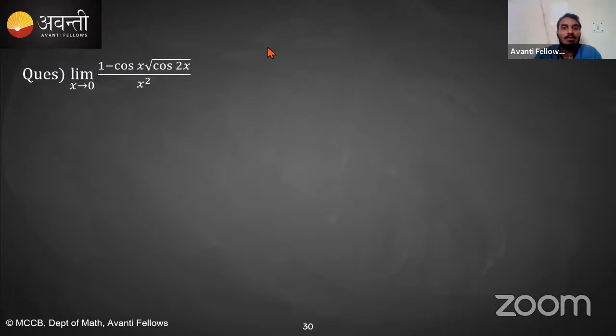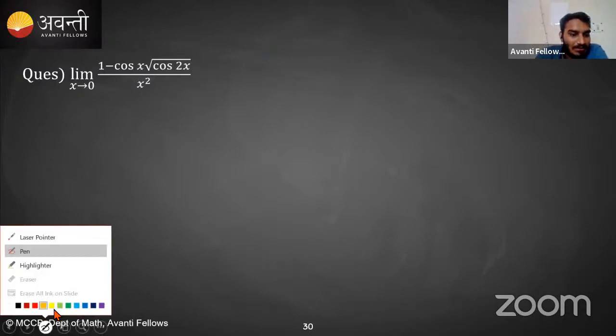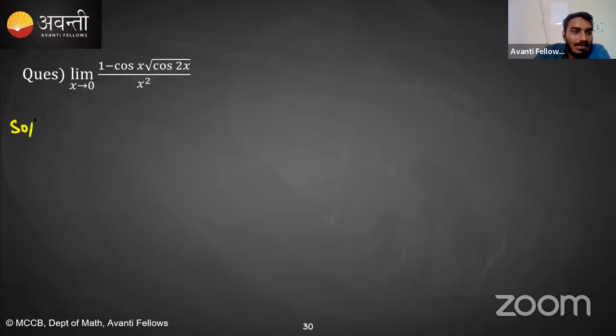Okay, pay attention here now. Everyone, please pay attention now. As you can see here, we have a square root, right? So first of all, check which indeterminate form it is. Put x is equal to 0. You will get 1 minus cos 0 square root of cos 0, so 1 minus 1 upon 0. So 0 by 0 form, right? So the first thing you have to do is get rid of this square root. So how can you do it?